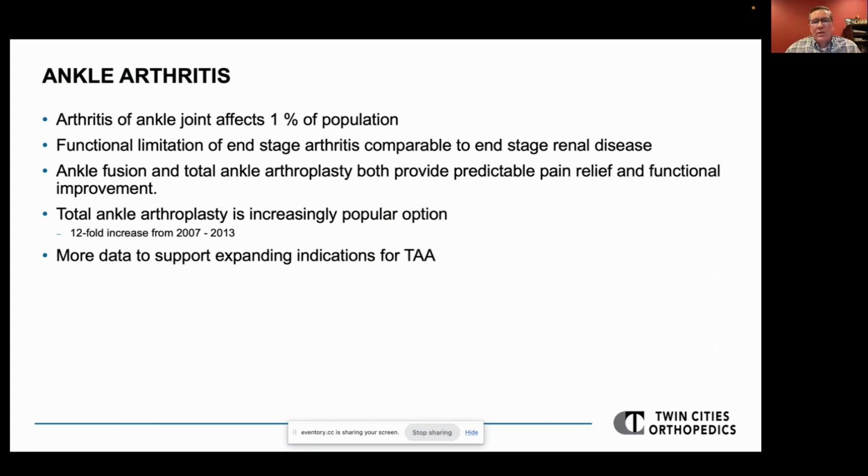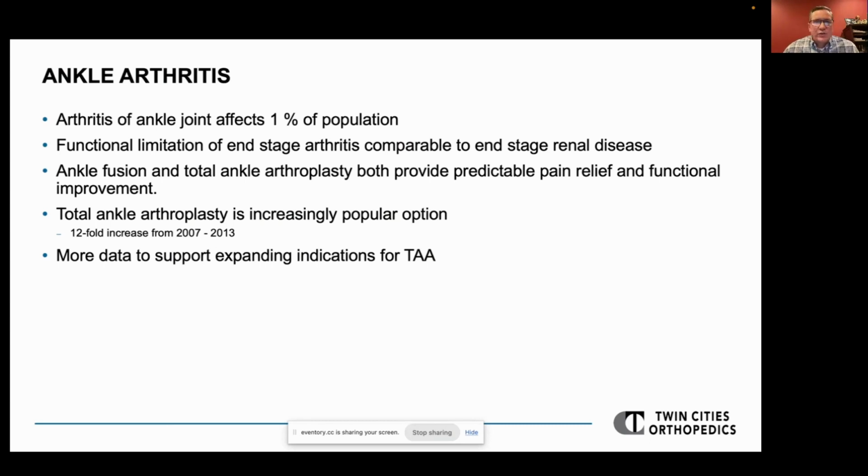So there's usually some degree of trauma or instability which leads to ankle arthritis. Although not as common, certainly functional limitations from end-stage ankle arthritis are significant. Studies have shown that the functional limitations from end-stage ankle arthritis are similar to patients with end-stage renal disease. So it's as much of an impact on your quality of life as being on dialysis.